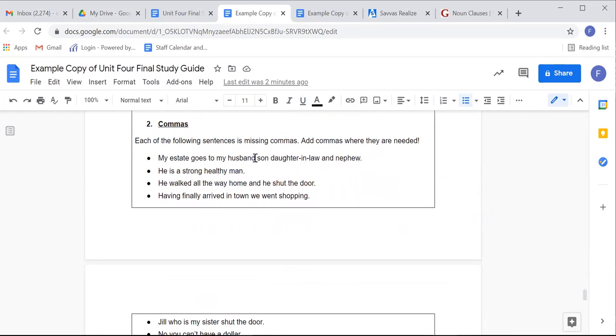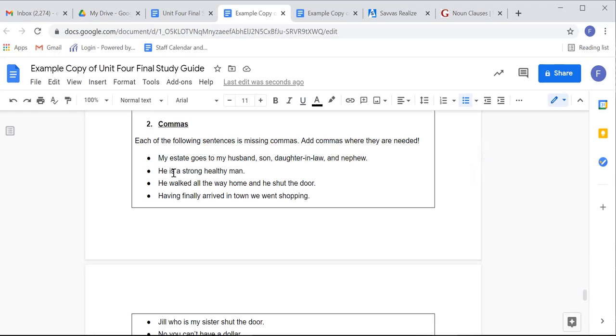You should have a comma after husband in this first sentence, a comma after son, and a comma after daughter-in-law. Oh, I did that incorrectly. There we go. So your final sentence is, my estate goes to my husband, comma, son, comma, daughter-in-law, comma, and nephew. And I do it that way because this is a list. So this would be your fourth rule.